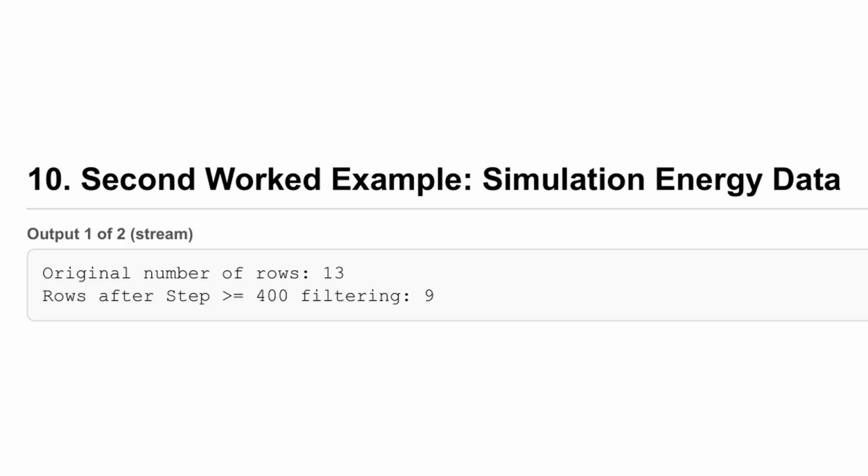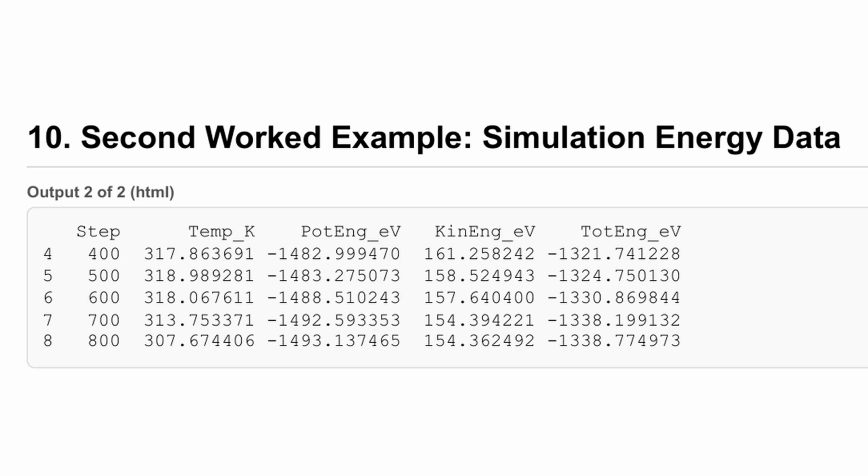We started with 13 rows and trimmed away the first 4 transient steps, leaving us with 9 equilibrated rows. Our equilibrated data frame now begins cleanly at step 400. We can proceed with thermodynamic analysis, knowing the initial startup fluctuations have been removed.